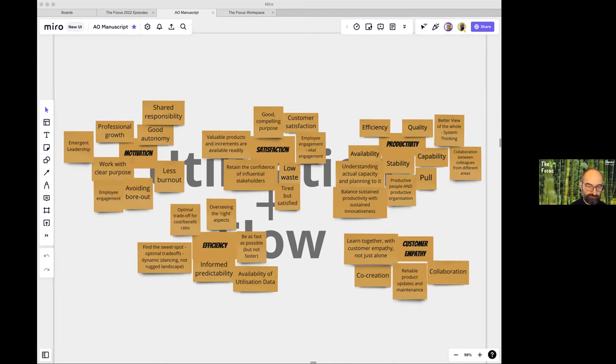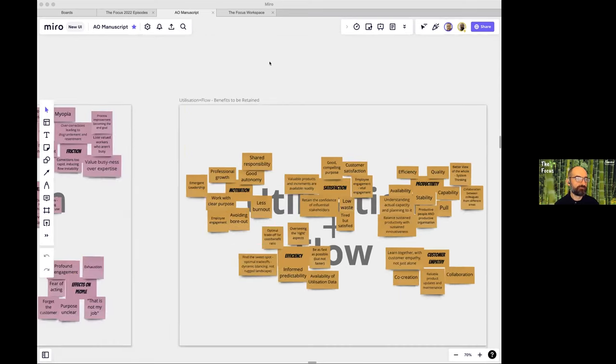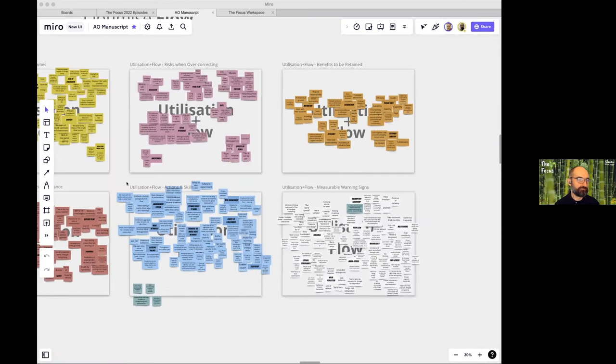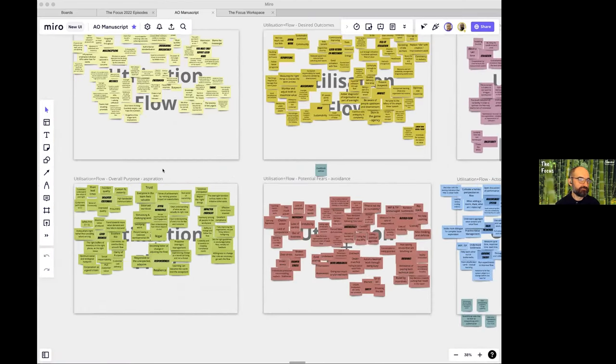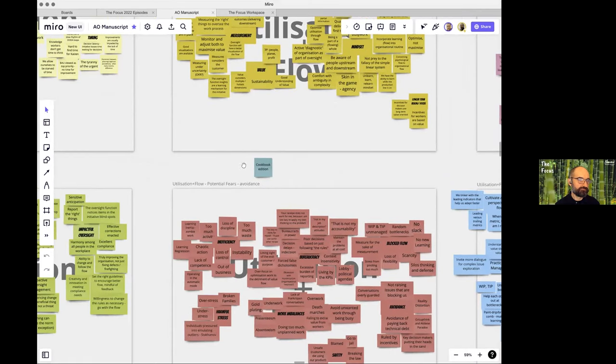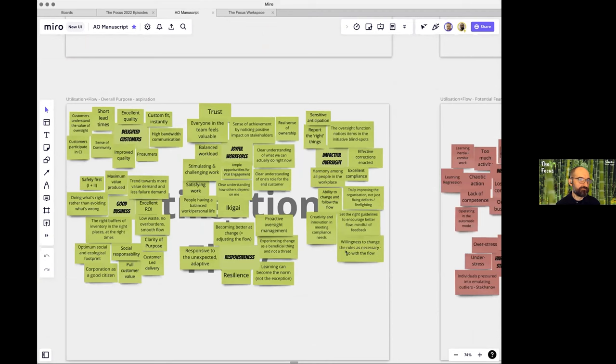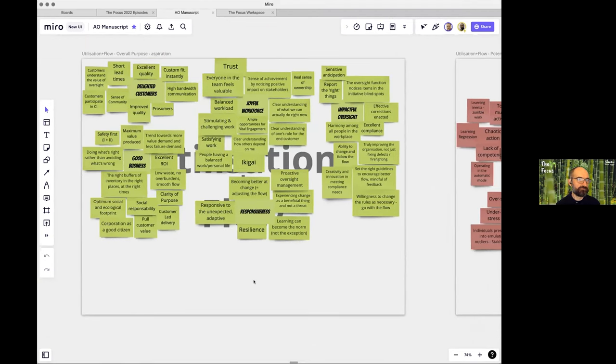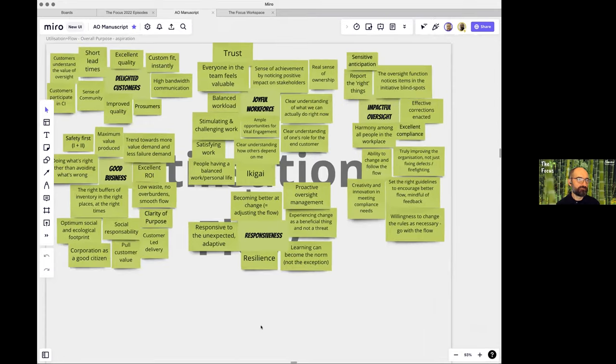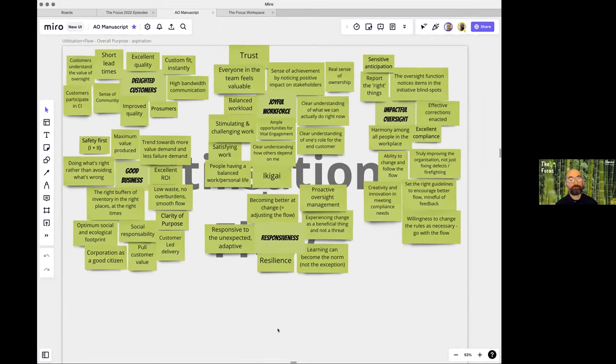Now let's look at the upside of having balance between optimization and flow. When we've got optimized utilization and optimized flow, what is the overall aspiration or the value we get out of having that in balance? Horia. Well, the promise is that I want to have a really good flow of value. In other words, our community is serving its stakeholders really, really well. We're flowing value really, really well.